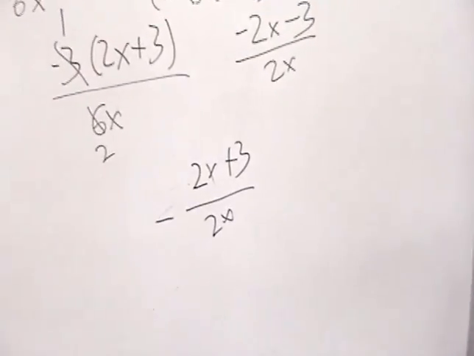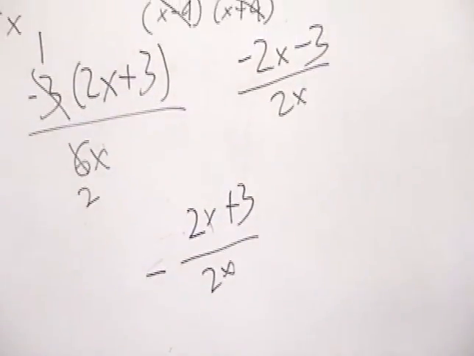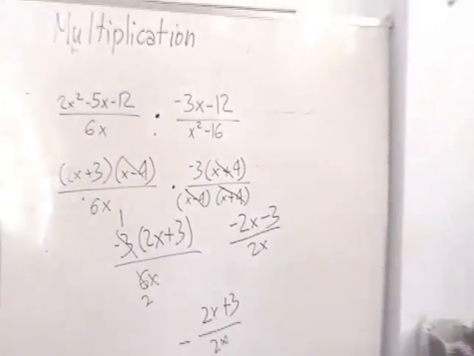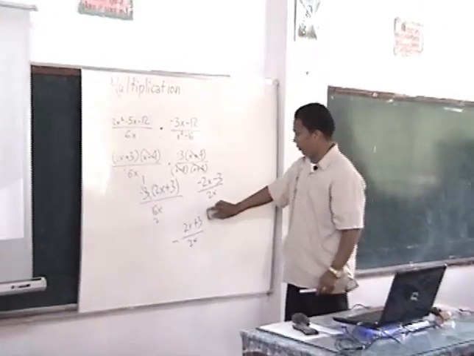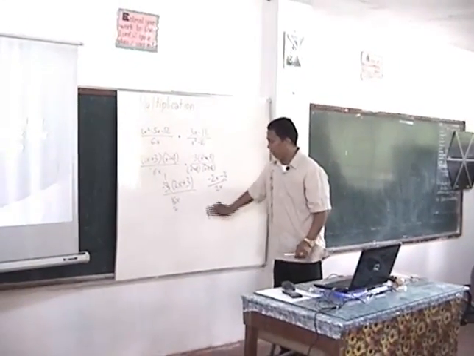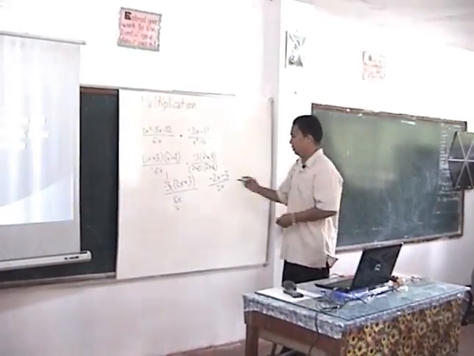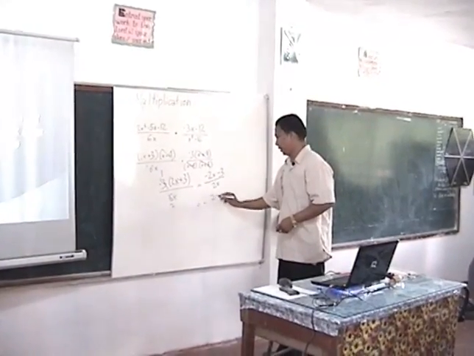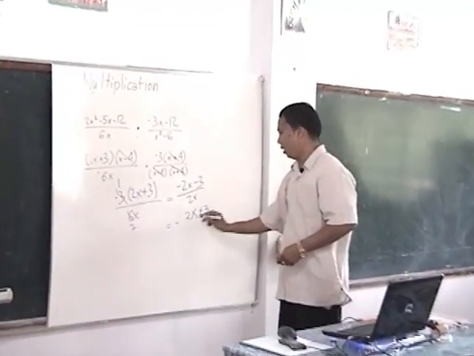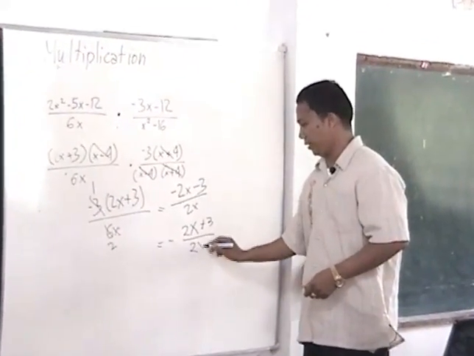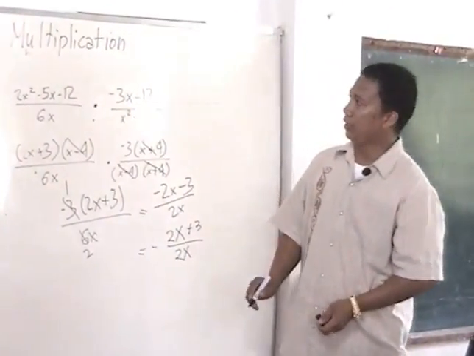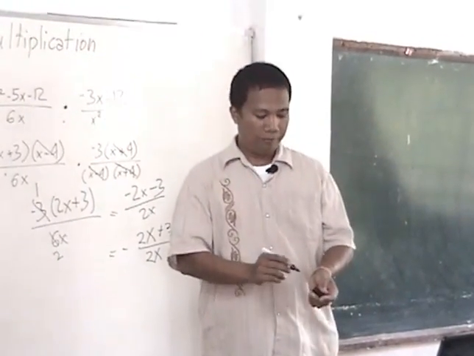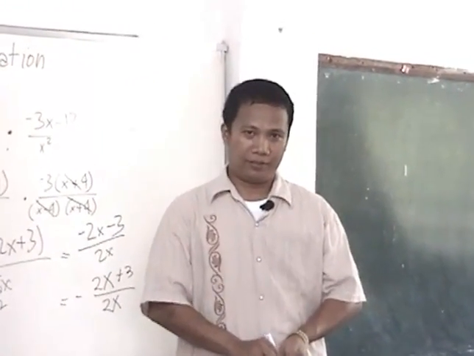Okay, thanks a lot, Mr. Minero. So based on the given values, the value for negative 2x minus 3 is equal to negative 2x plus 3 all over 2x. And that is what we call the multiplication of rational expressions.